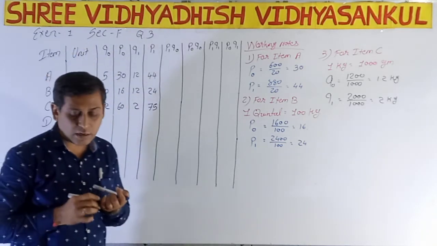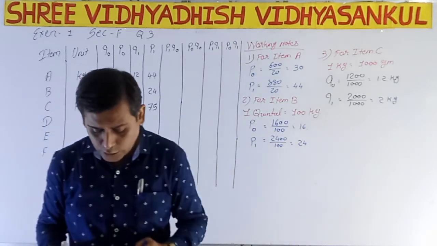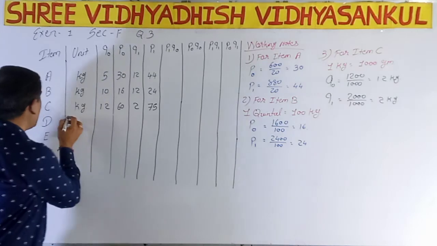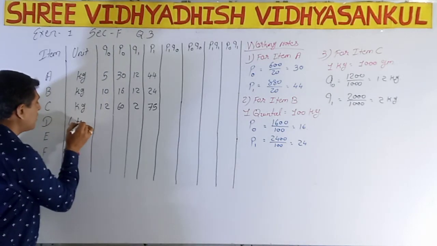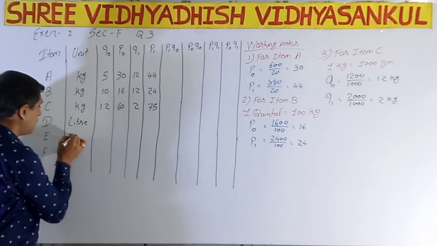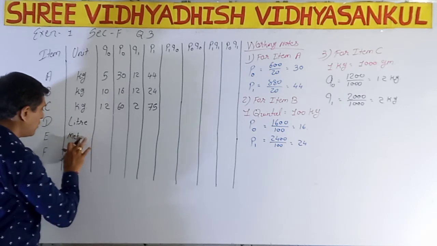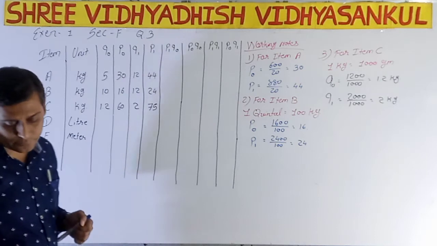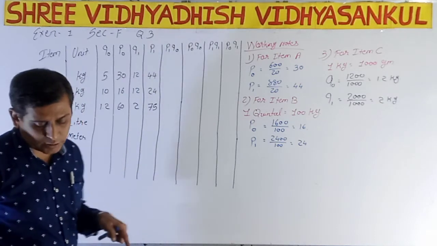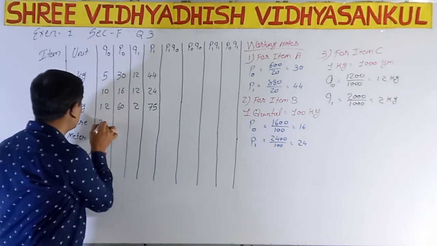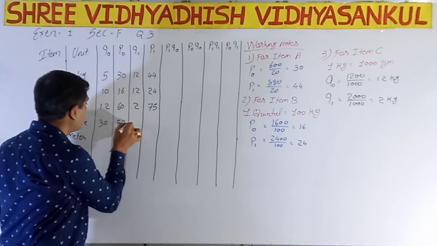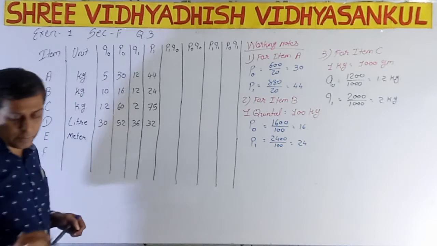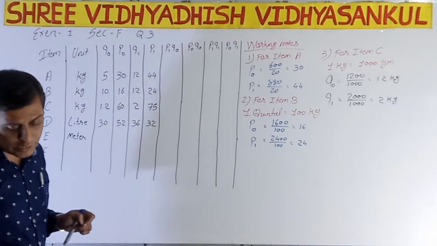Now in item D and E, no change is there, liter and meter. That's why we have to just write as it is. Liter 30, 52, 36, 32. And in meter 12, 8, 20 and 12.